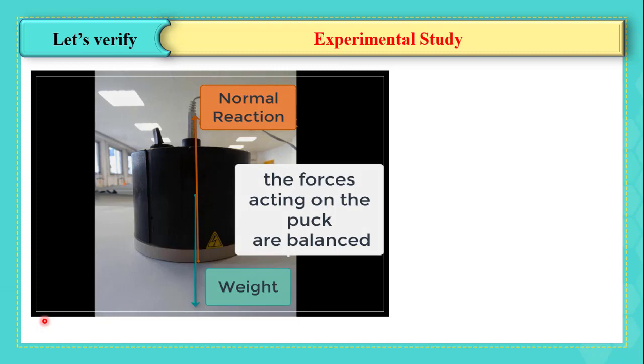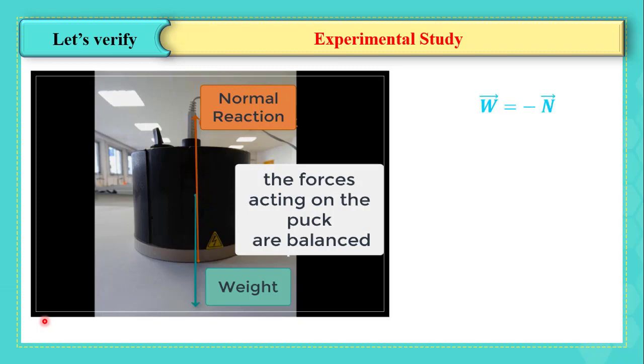Then these two forces acting on the puck are opposite to each other, and since the puck is at rest, neither the weight nor the normal will overcome the other force. Otherwise, the puck will go up if the normal overcomes the weight, or it will go down if the weight overcomes the normal reaction. Consequently, these two forces must balance each other. That is, they have the same magnitudes and opposite directions.